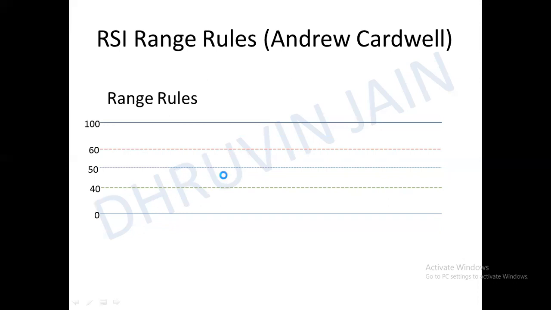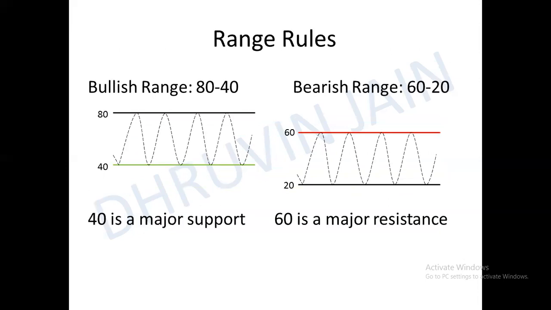Now let me cover the next topic. I hope you guys made the notes that in bullish range, when the price is moving in a higher low structure, RSI tends to move in the 80-40 region. In bearish range, when price is moving in a lower low structure, RSI computes itself using its formula and tends to move in the zone of 60 to 20 region.